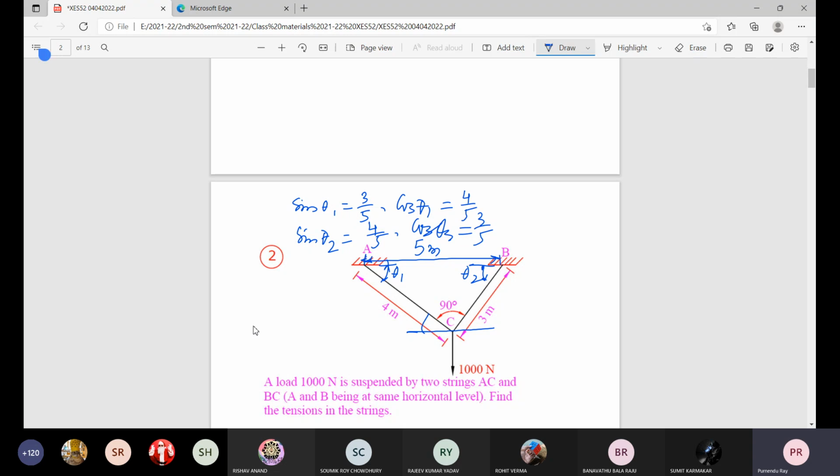So come here, theta 1, theta 2, identify this knot C, and indicate the forces along the member AC and along the member BC. That's all. Sigma Fx equals 0, sigma Fy equals 0, that is for the equilibrium. Two equations, solve for two unknowns, the force in the member AC and the force in BC.